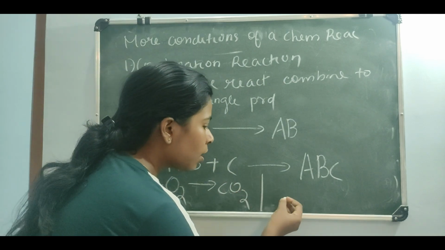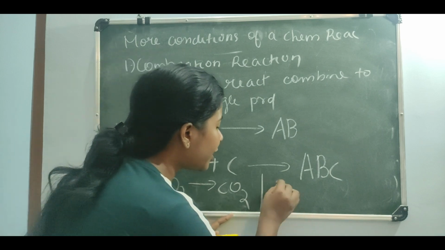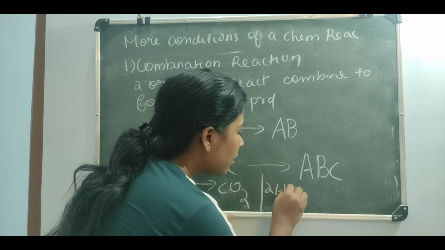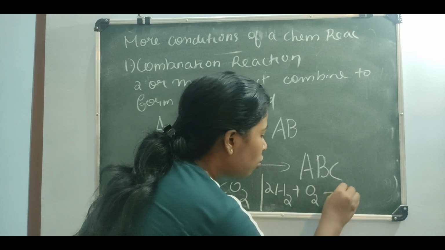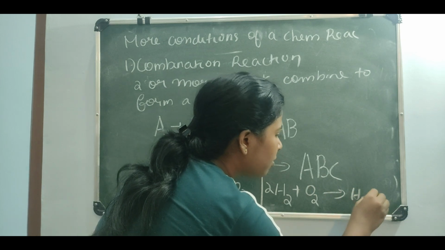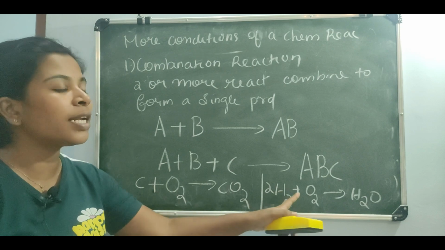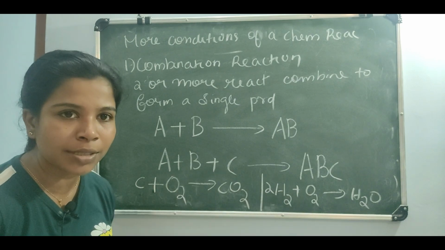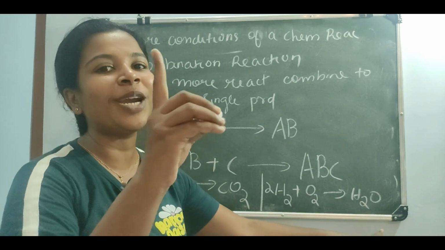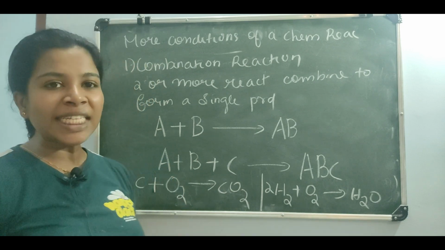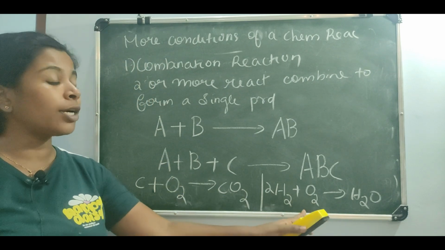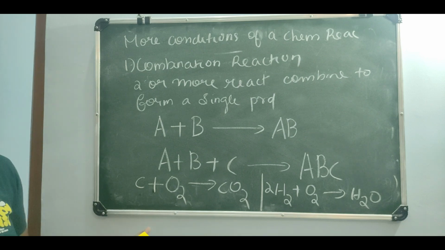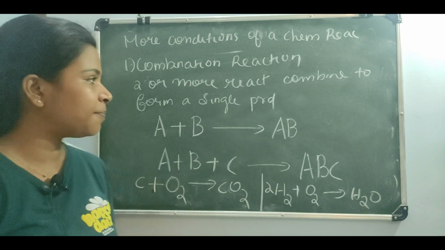One more: formation of water, hydrogen combining with oxygen to form a water molecule. Here also on the reactant side there are two reactants, but on the product side you are getting only a single product. So these are the examples. Formation of water and burning of coal are examples of combination reaction.